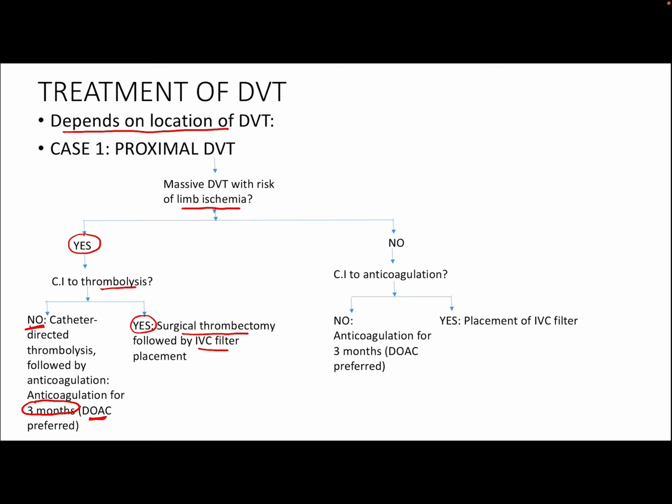Now, suppose a patient does not have a risk for limb ischemia, then directly check for any contraindication to anticoagulants. If not, go for anticoagulation for a minimum of 3 months duration. Again, the DOACs are preferred, that is the oral agents, direct oral anticoagulants. And if there is a contraindication to anticoagulation, then we will go for placement of an IVC filter.